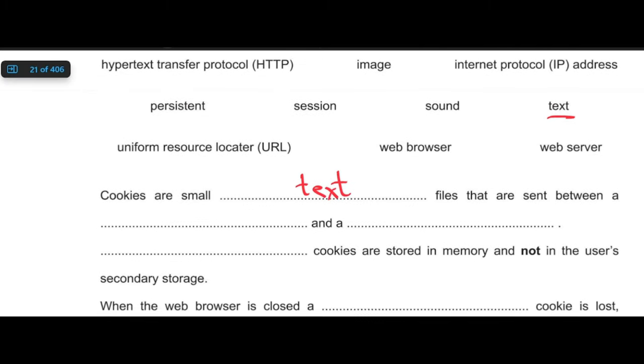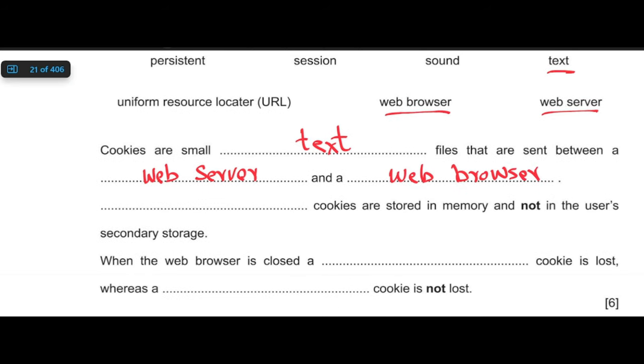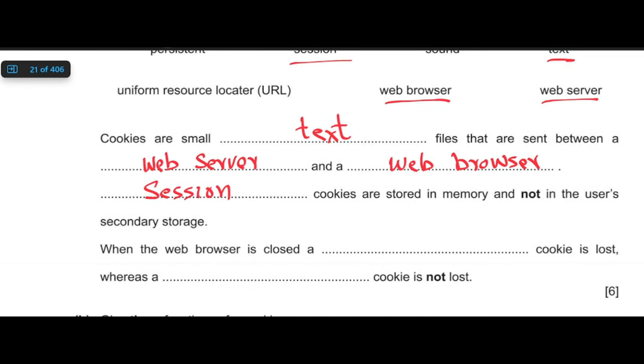Cookies are small text files that are sent between a web server and a web browser. Cookies are stored in the memory. Which cookies are stored in the memory and not in user secondary storage? Session cookies. When the web browser is closed, the cookie is lost. A session cookie is lost when the web browser is closed.